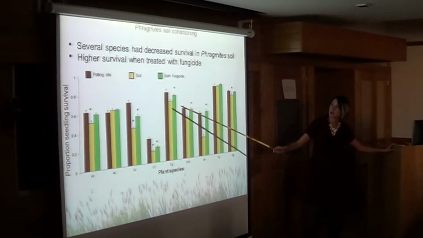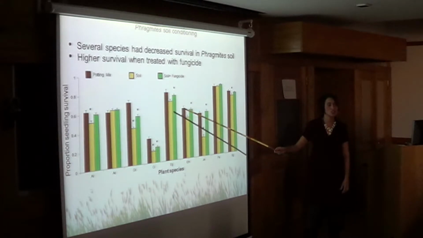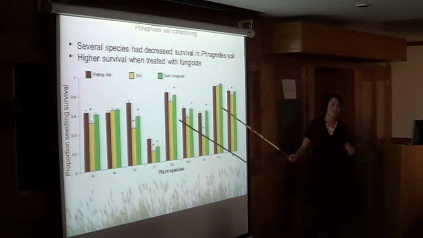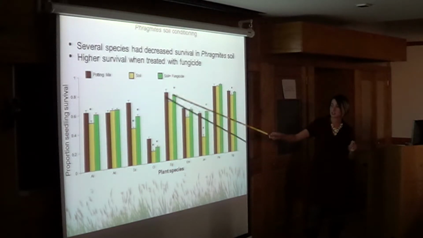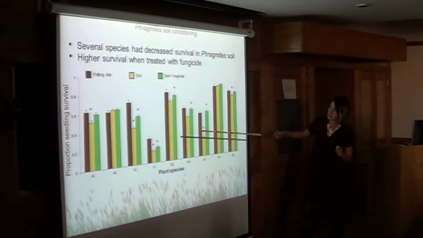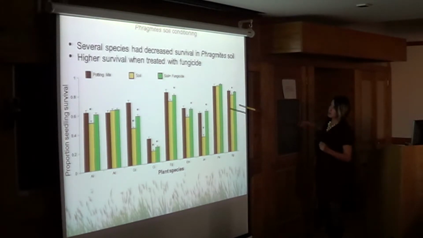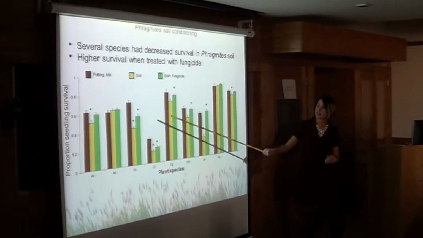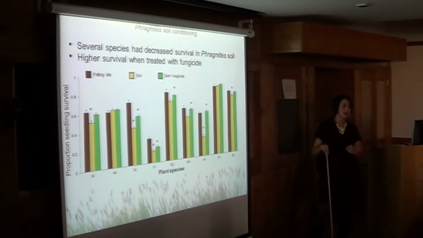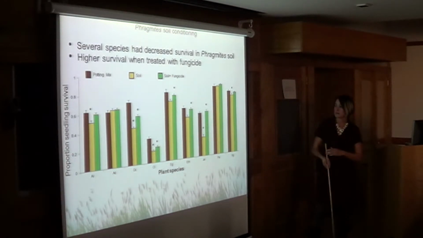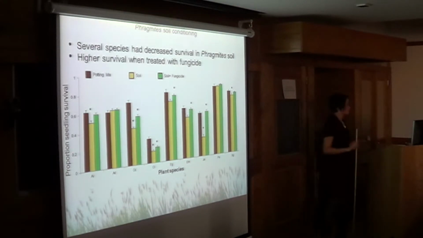So the brown is potting mix, the yellow is Phragmites conditioned soil, and the green is that soil with fungicide added. So the asterisks represent a significant interaction or contribution of that factor to the proportion of seedlings surviving. So you can see that for a few of these species, there was a significant decrease when they were grown in the Phragmites soil, but for pretty much all of them, the fungicide increased survival. And in many cases, it brought survival back up to the level that it would be in potting mix. So if you see right here and here, the fungicide is able to take away those soil effects.